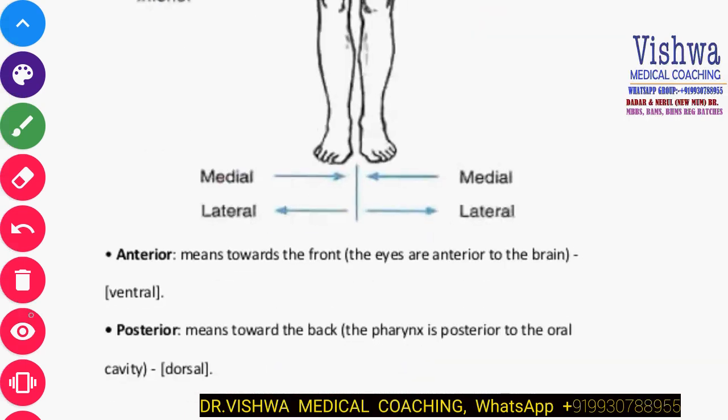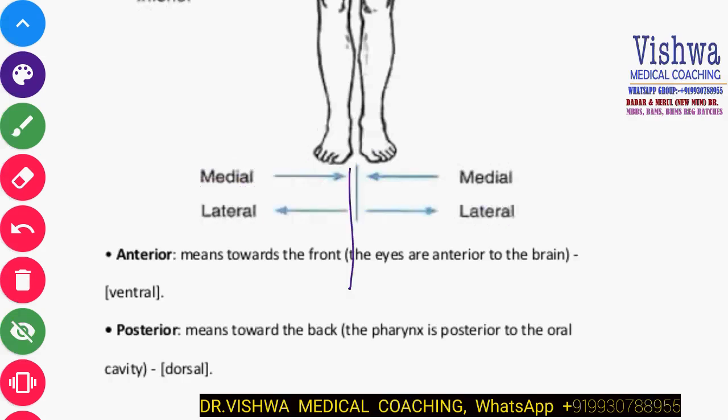We also have something like medial and lateral. What do you mean by medial? What do you mean by lateral? Remember, medial is towards the center of the body. So this is the center. Medial is towards the center of the body. Lateral is away from the center of the body.